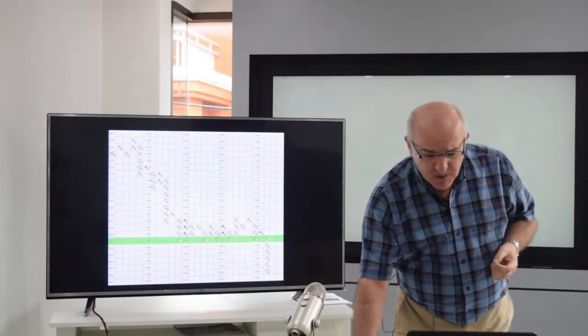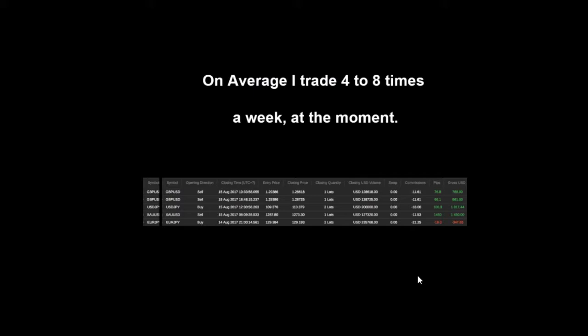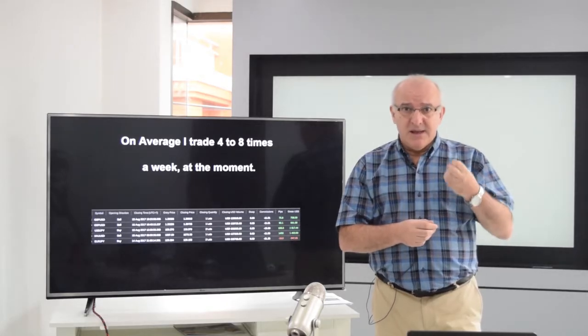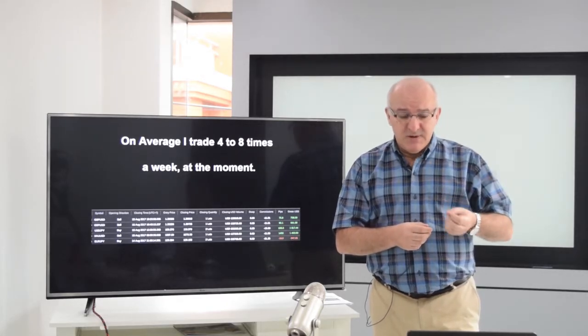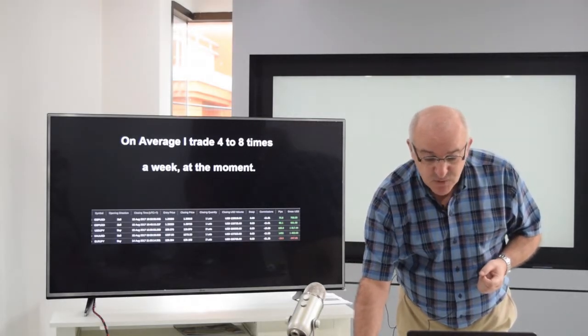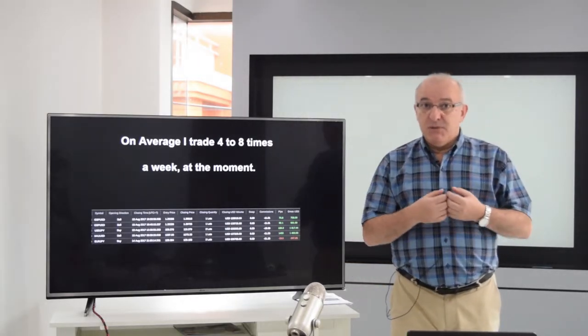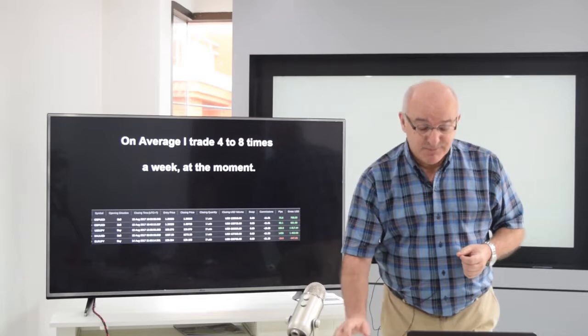Now, on average, at the moment, I'm doing something between 4 and 8 trades a week. And what I want you to learn is that my profits are much larger than my losses. This is good risk management. I try and keep my losses less than 30 pips. Okay? And that's down to you to understand how to manage your risk, and I run my profits as long as possible. We don't always achieve target, but we make much bigger profits than we do losses.